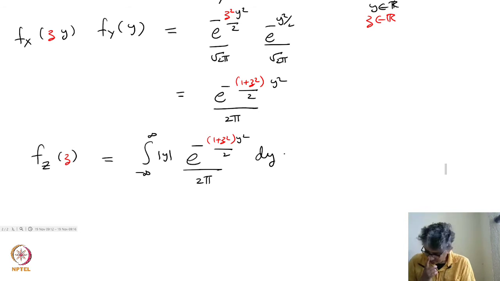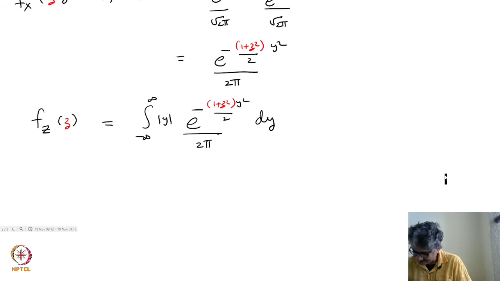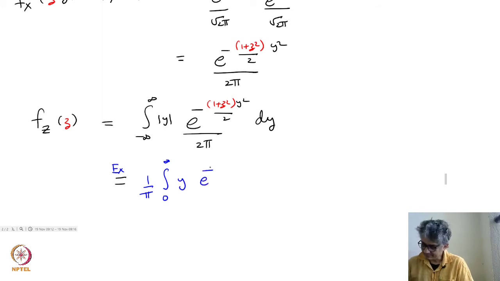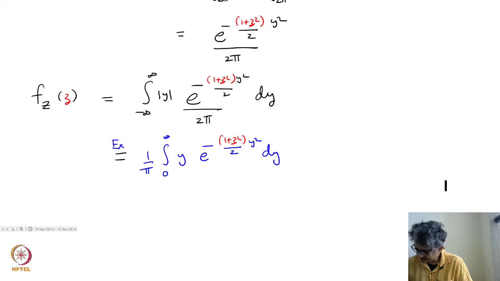So now it's a calculus exercise. It's an exercise in calculus to show the following: that this is an even function on both sides, and the integral is finite. That one has to check. Once you do that, this is the same as 0 to infinity, and it's twice of this. So 1 over pi comes out, and then you have y times e to the minus 1 plus z squared by 2 times y squared dy. So this is the calculus exercise.